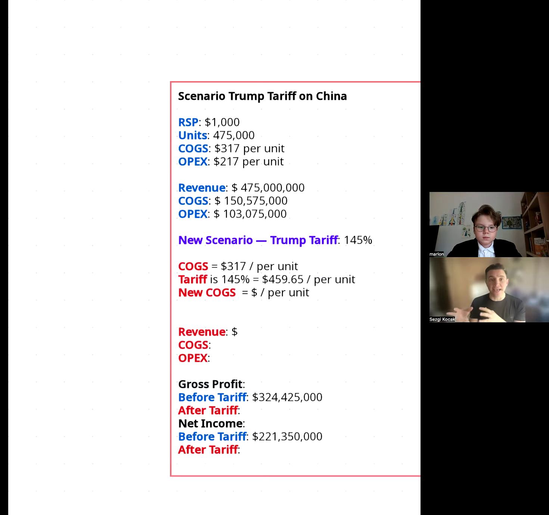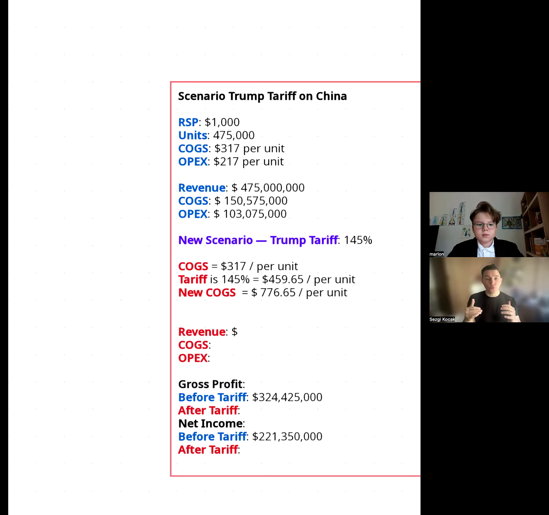So you got the tariff, but not the new COGS. We now need to get to the new COGS, which is the previous cost of goods plus the new tariff. So what's the number? The number would be, I'm going to write it down, 776.65. That is correct.